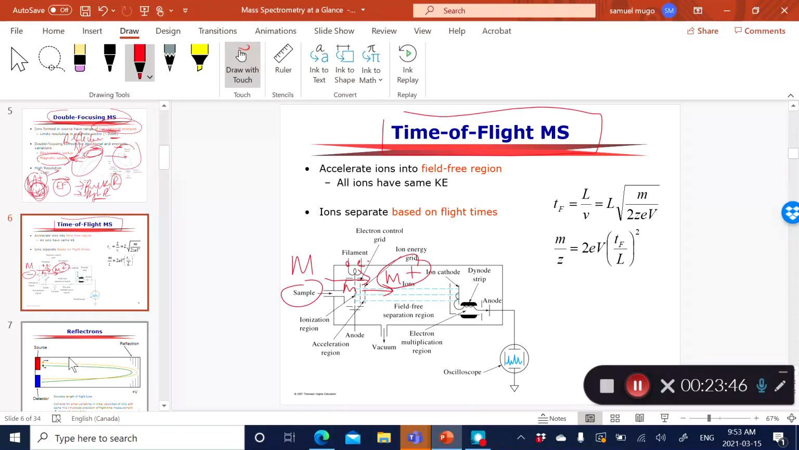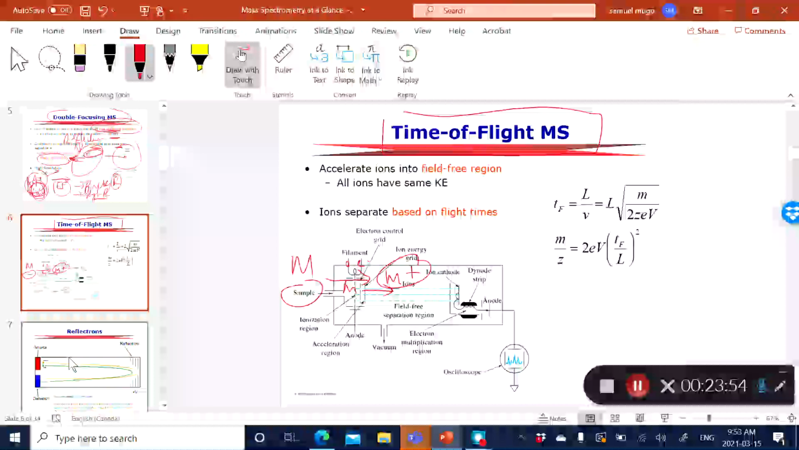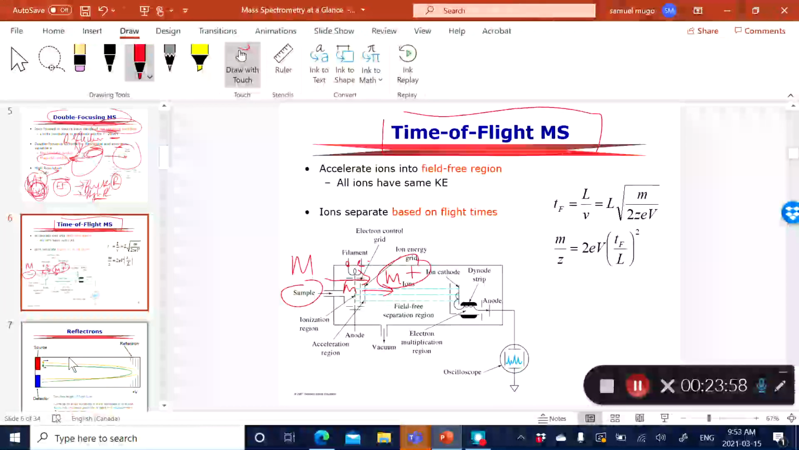Now, with the time of flight, you expose these ions to a tube that is under a very low vacuum. Some people call it just a flight tube. So you can think of it as a relay: you get these ions in a tube, and all they need to do is run through the tube, and based on their masses, the ones that are very heavy are going to run slower.